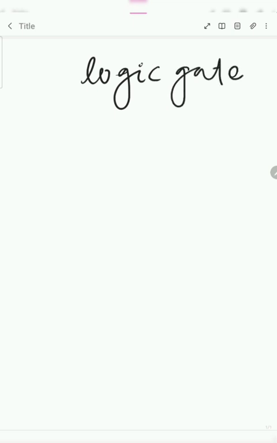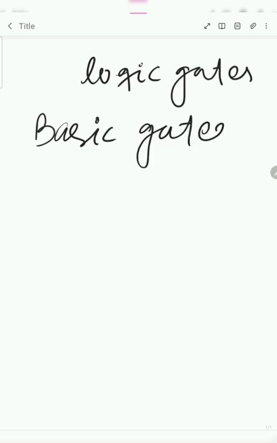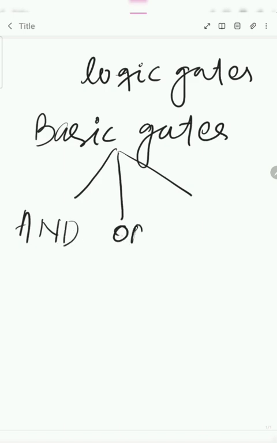Logic gates are divided into three parts. First, the basic gates. Basic gates are of three types: AND gate, OR gate and NOT gate.